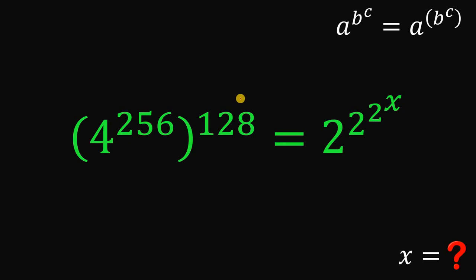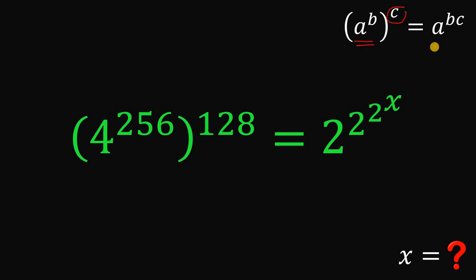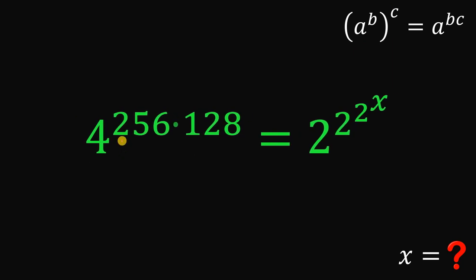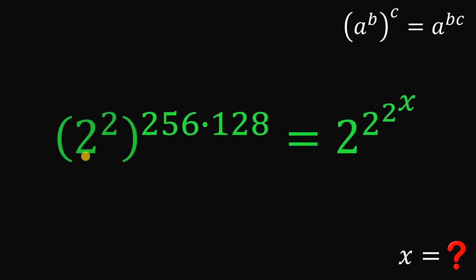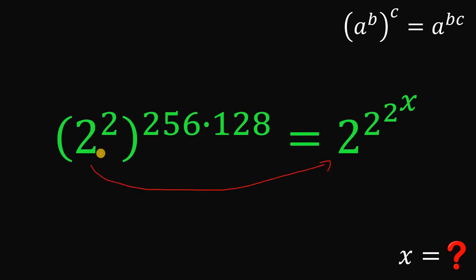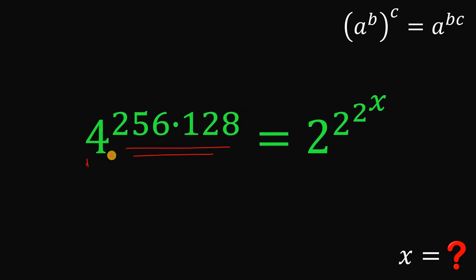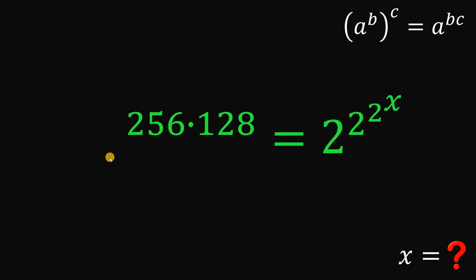Now, on the left-hand side of our equation, we will use again another law of exponent. If we have a raised to b raised to the power of c, this can be written as a raised to the power of b times c. So the left-hand side can be written as 4 raised to the power of 256 times 128. Now, this 4 is just 2 raised to the power of 2. Why do we do that? Because the base on the right-hand side is 2. So why not? This 4 right here, let's make this 4 as 2 raised to the power of 2.